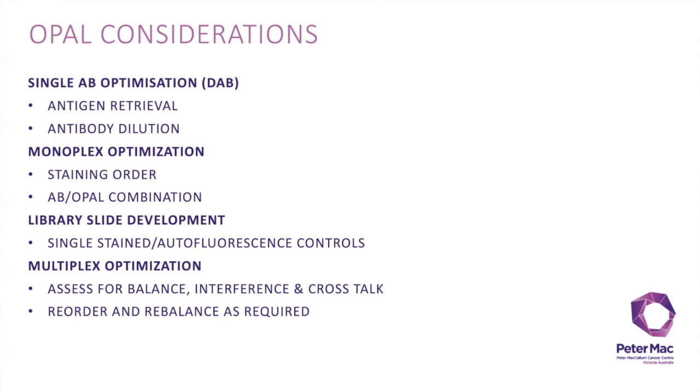We will develop a library slide, so single stained and also autofluorescence controls, which are really important to getting good data out at the end of your experiment, before going through your multiplex optimization to assess the balance, any interference and crosstalk between your fluorophores. And if we have to, we'll go back through and reorder where we're putting the fluorophores within the stain.